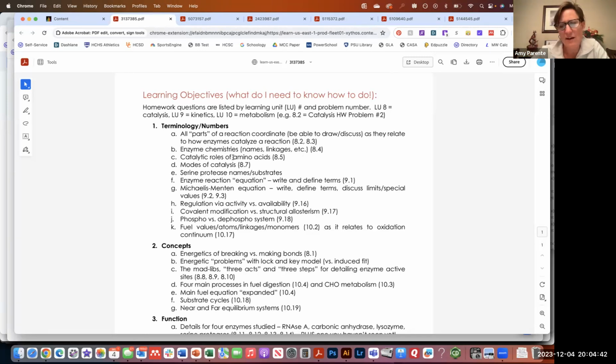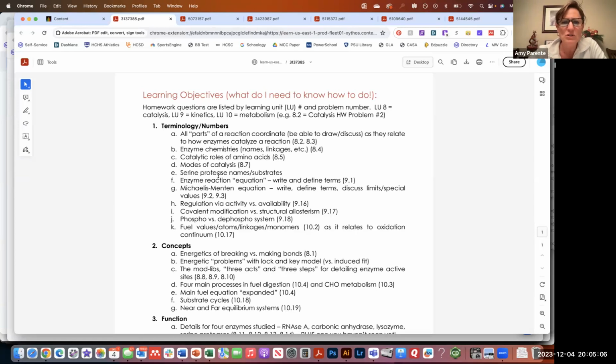Certain amino acids have catalytic roles. So be able to identify what those amino acids are capable of doing, whether they're general acid, general base, covalent catalyst, electrostatic catalyst. You'll see that there's going to be maybe a group of 7 to 8 amino acids that can participate in those roles. And again, those are the ones that have functional groups.